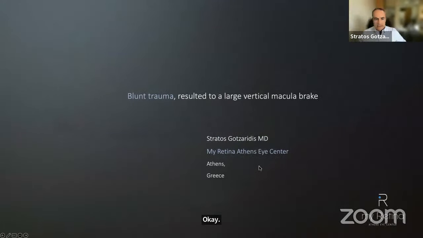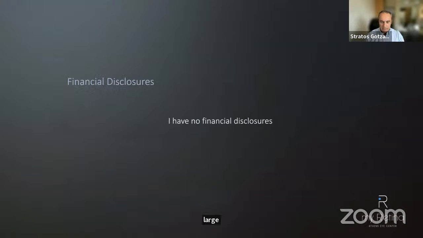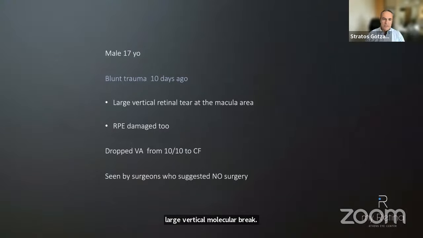Now, as I told you, it's a blunt trauma which created a large vertical macular break. I have no financial disclosures for this presentation. It's a male, 17-year-old young gentleman who had a fight 10 days before he appeared at my office. He had a fist into his eye that created a large vertical tear. The RPE was damaged too, and his vision before the trauma was 10/10, and after that it was counting fingers.